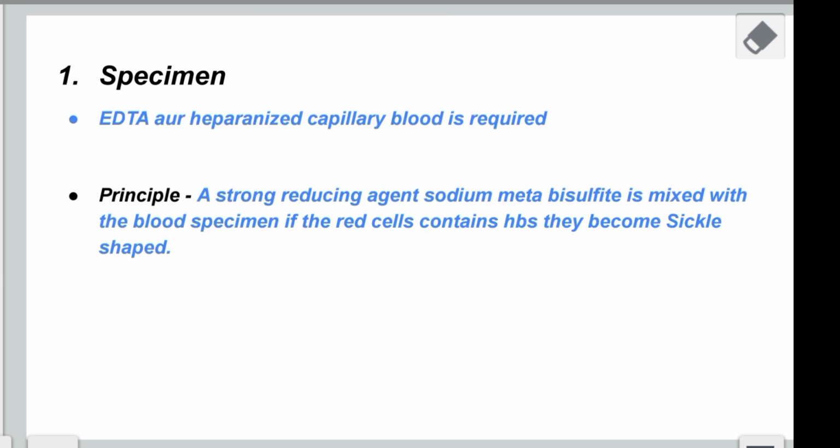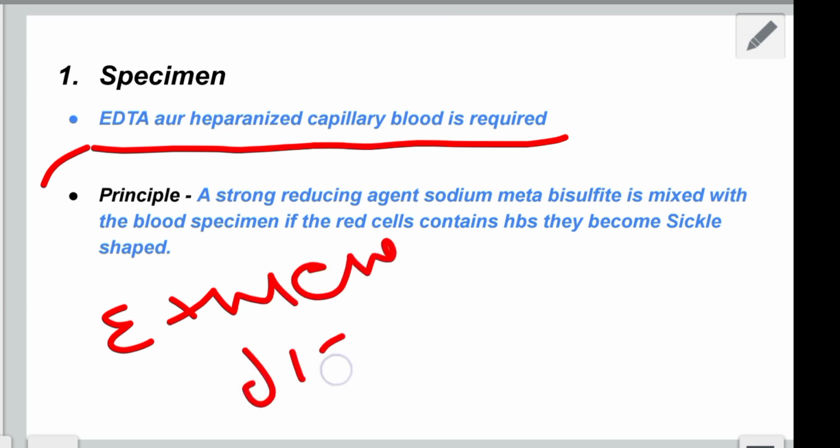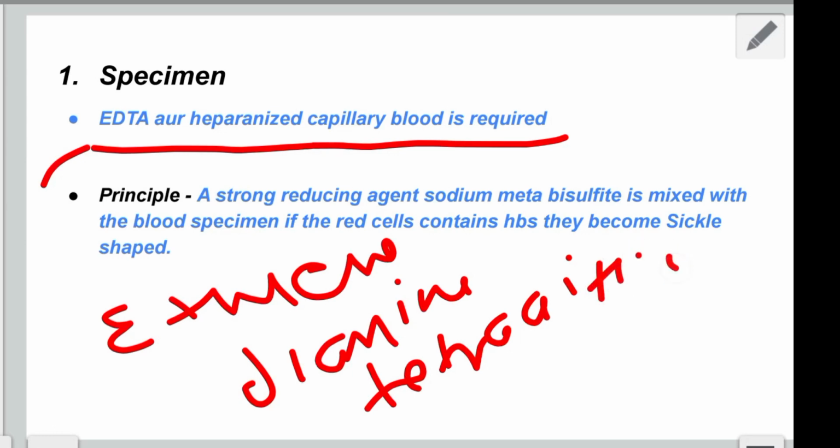The first slide is the heading Specimen. What should be the specimen for the test? EDTA or heparinized capillary blood is required. What is EDTA? EDTA full form is ethylene diamine tetraacetic acid. It's a chemical anticoagulant and it is calcium chelating. It inhibits clot formation by chelating the calcium.